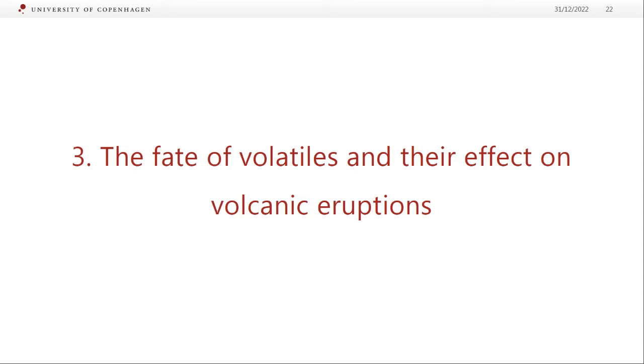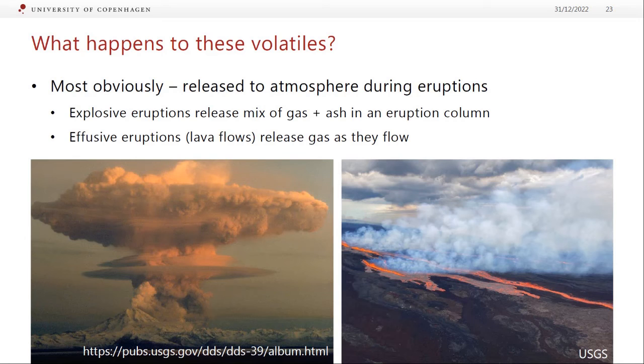Okay, let's talk about where volatiles end up and how they affect volcanic eruptions. So the most obvious thing is that they get released to the atmosphere during eruptions. Explosive eruptions, as I've shown on the left here, release them as this big mix of gas and ash and chunks of rock in an eruption column. On the right here, you can see a basaltic flow, and it's basically just releasing gas as it flows along. As it's cooling and crystallizing, gas is exsolving, bubbles are moving up to the surface, and they're just passively escaping.